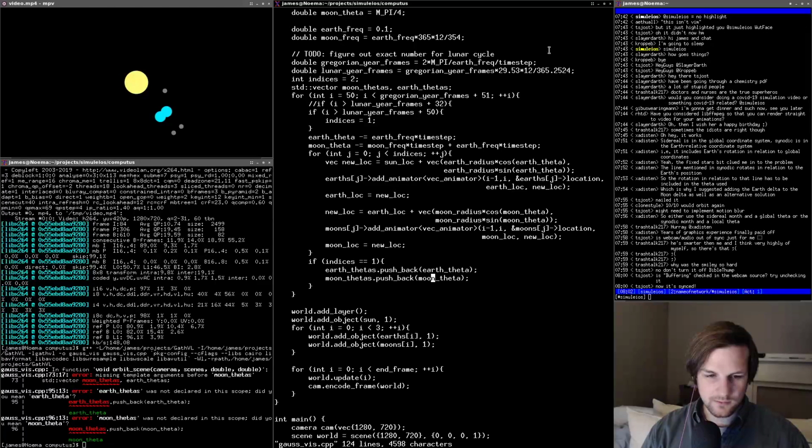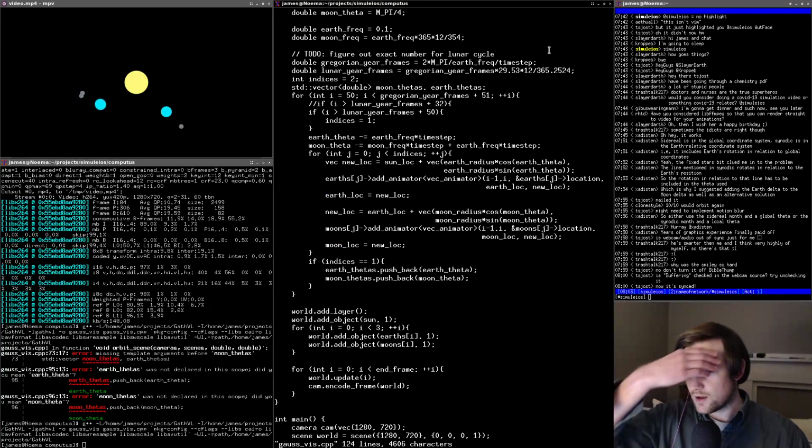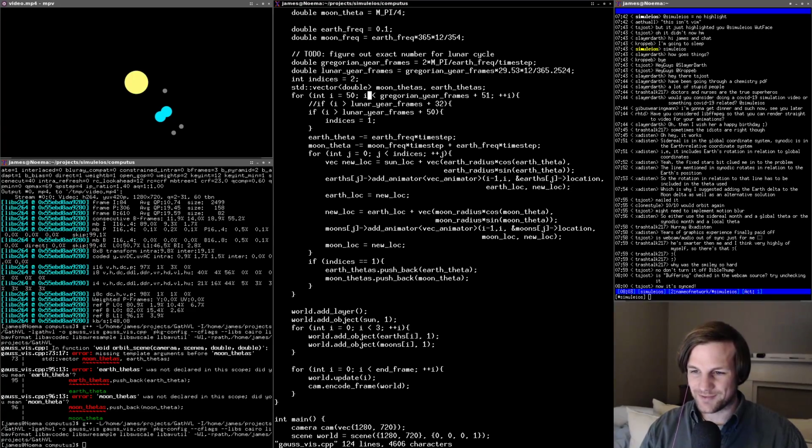SQ vector missing template argument. Oh, right, because I forgot how to do vectors. So this should be doubles. Something like that. Write this, and that should compile. Right. Okay. So, why was the smiley so hard? Okay. So now we have the earth thetas and the moon thetas.